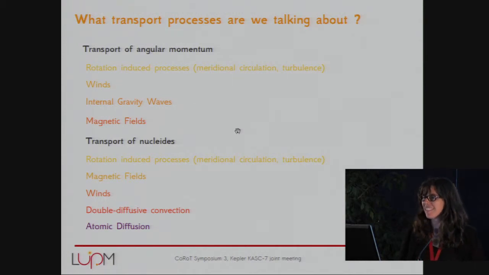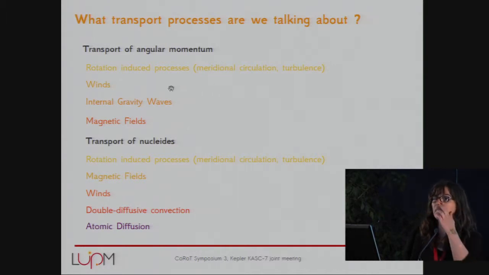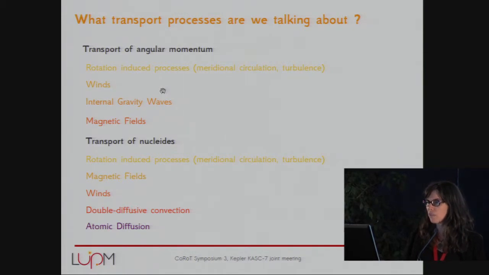So here I've put a list. So you have transport of angular momentum, everything which is rotation-induced processes, and I will come to it in a few moments. Then you have the winds, and mass loss is very much forgotten in this kind of things, but winds are important to transport angular momentum and nucleides.